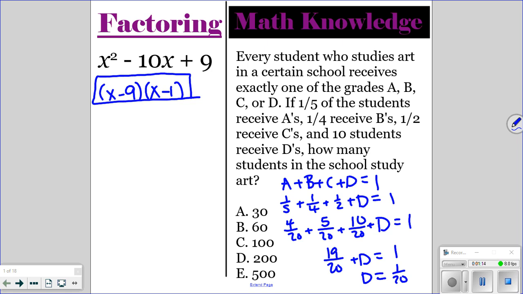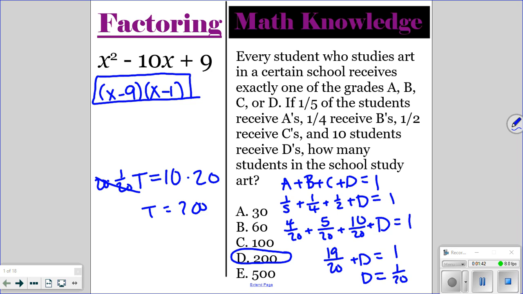So 10 students is 1/20 of the school population. So 1/20 of 200 would equal 10. So if you wanted to make an equation there, 1/20 times the total number of students equals 10. Then just multiply by 20 on both sides of your equation, and that would give you your total is 200.